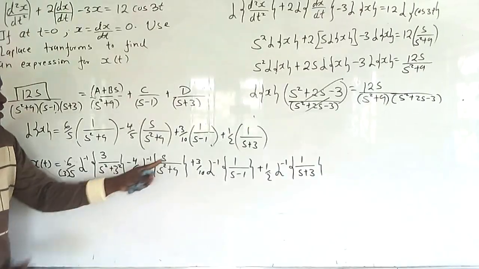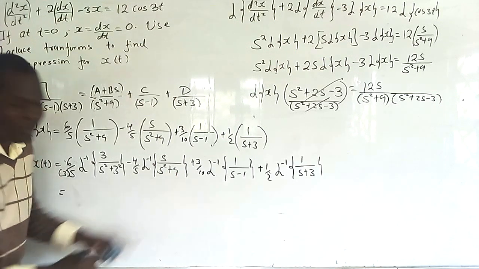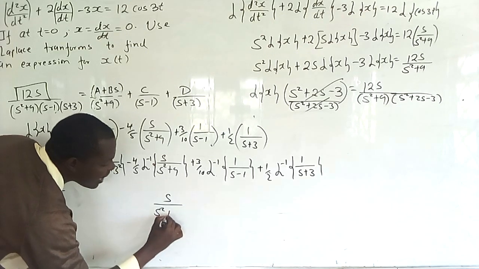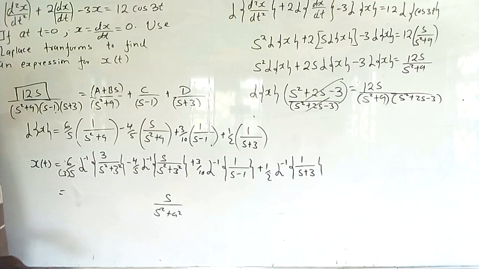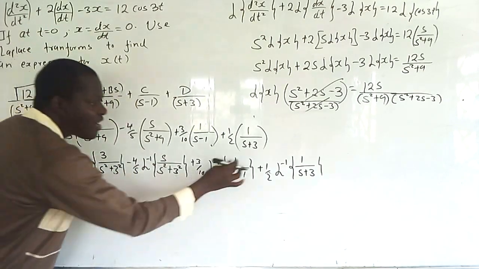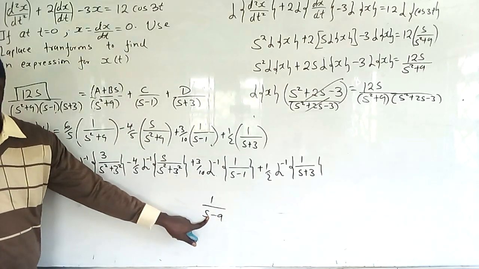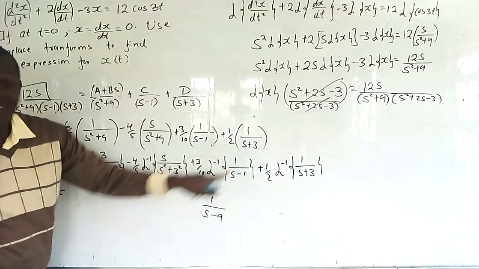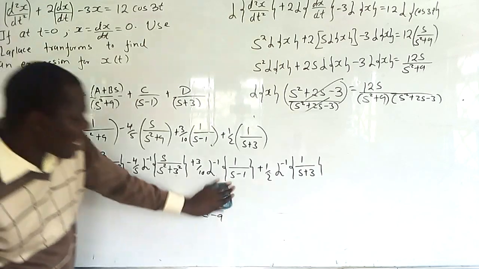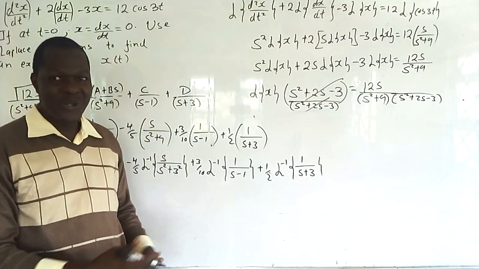You go to the next part. This is s over s squared plus a squared, meaning this part is on the right spot, isn't it? Because in the table we have s over s squared plus a squared, meaning this 9 is the same as 3 squared. There's nothing we are manipulating there, and we are done. You go to the next one. This is 1 over s minus a, and you know there's a Laplace inverse of that, isn't it? There's nothing you manipulate there. The next here you also have 1 over s plus a. There's Laplace of that, isn't it? So you see you are done.